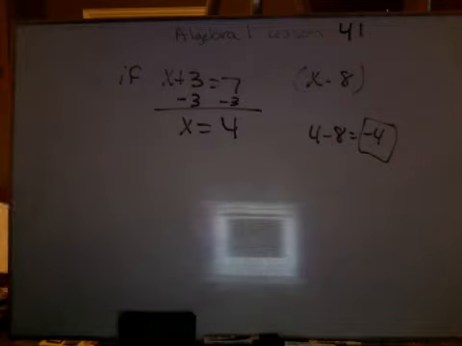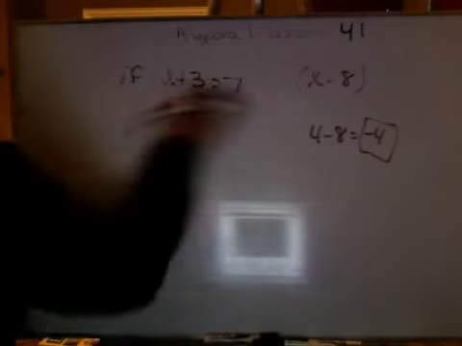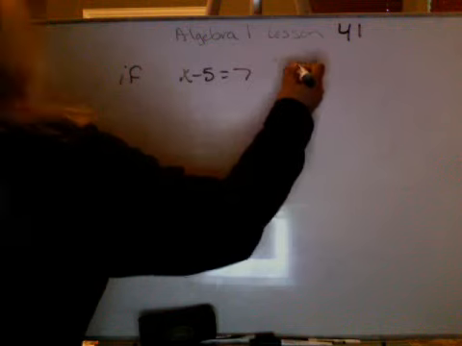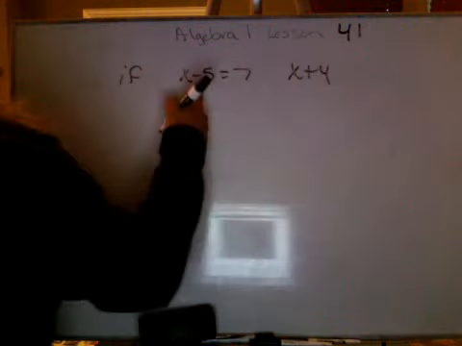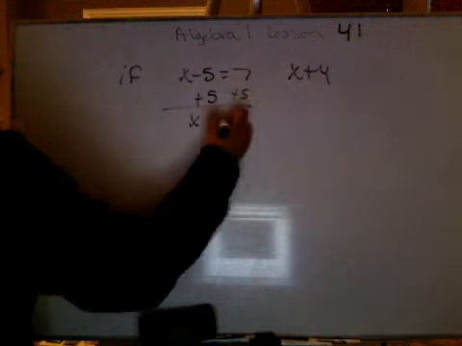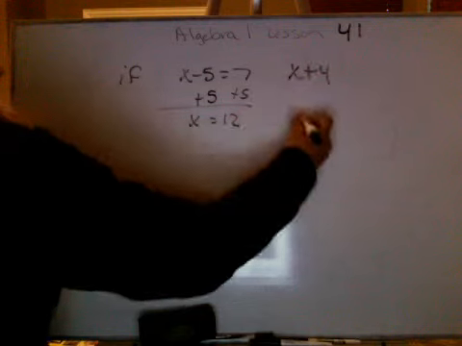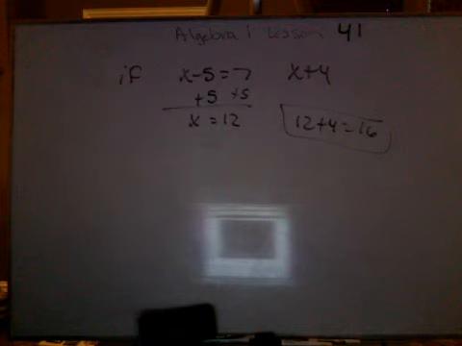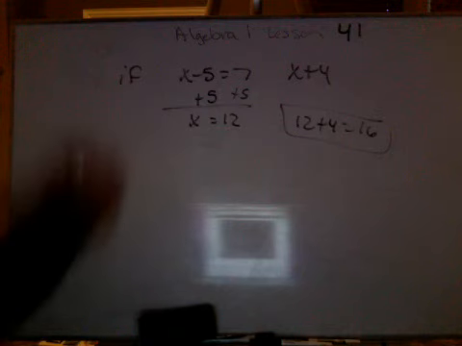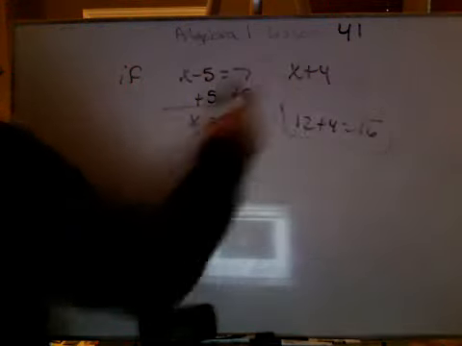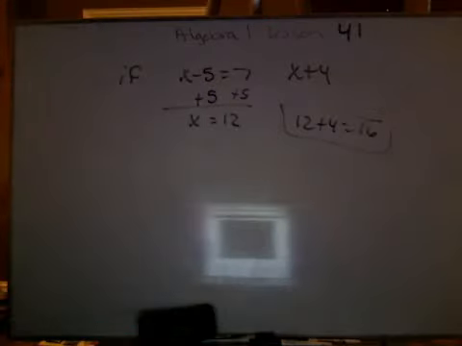So the value of x minus 8 is negative 4. That's all it is. So let's look at example 41.5. It says, if x minus 5 equals 7, what's the value of x plus 4? Well, we're going to solve for x. We're going to add 5 to both sides. x equals 12. So what's the value of x plus 4? 12 plus 4 is 16. It's that simple. Don't make it complicated. If x minus 5 equals 7, then what's the value of x plus 4? Find x and then plug x back into it. That's all you're doing.